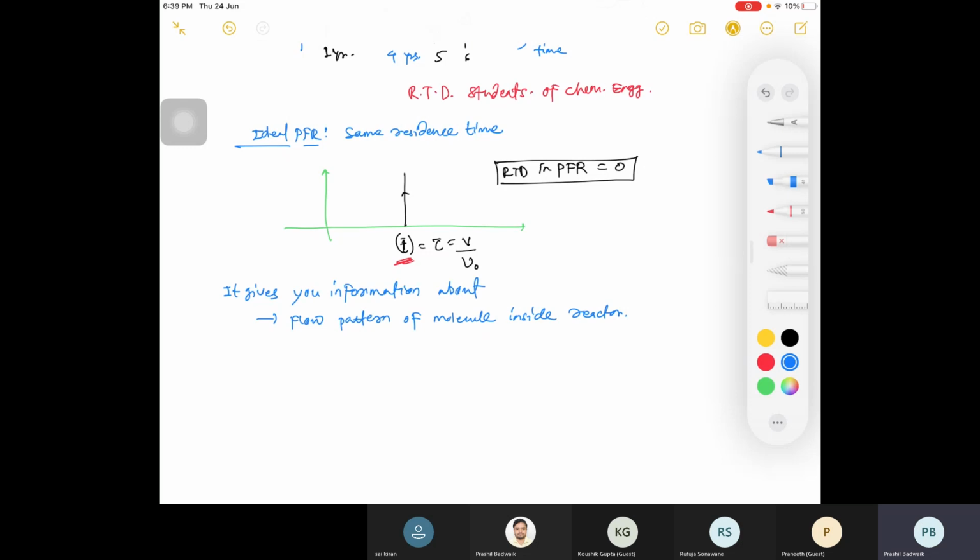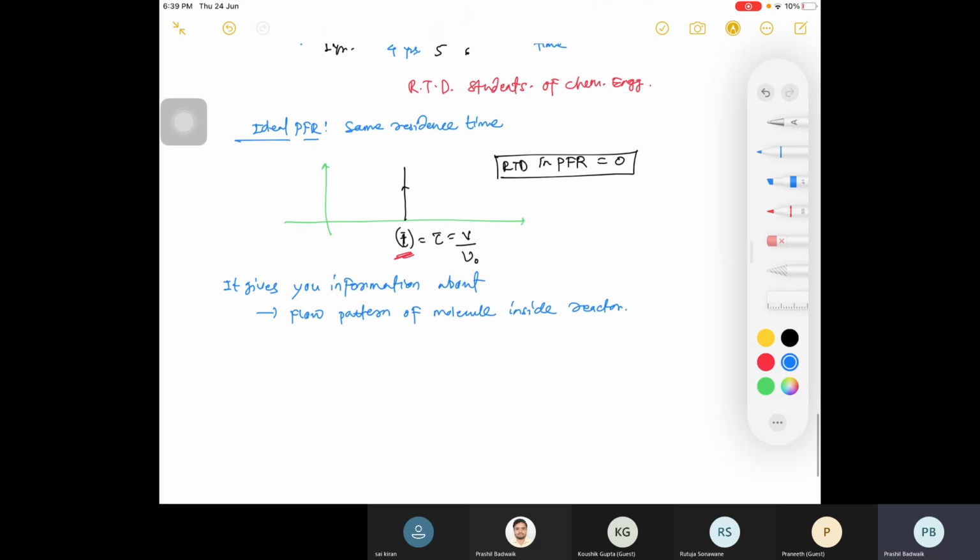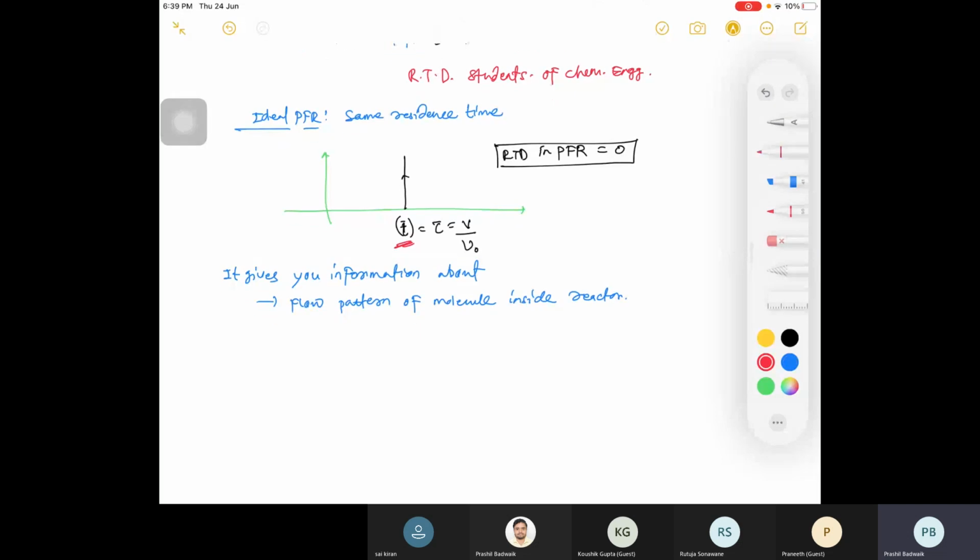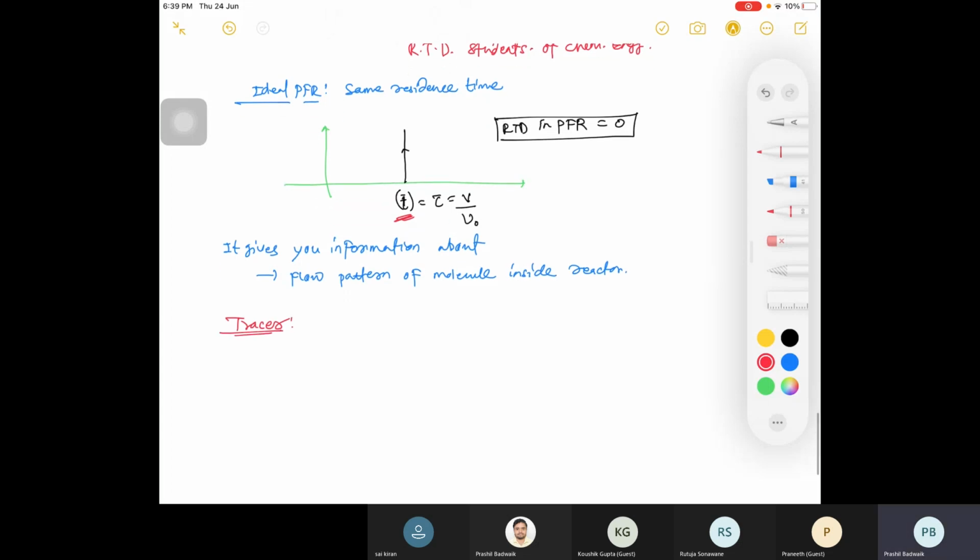You cannot put your reactants, because there will be many reactant molecules. You cannot directly put reactants and check their concentration at the exit. You can do that, but instead of doing that, we'll inject some tracer. How? This is your inlet of the PFR. This is your outlet of the PFR. Here we'll put the tracer. Tracer is some foreign molecule.